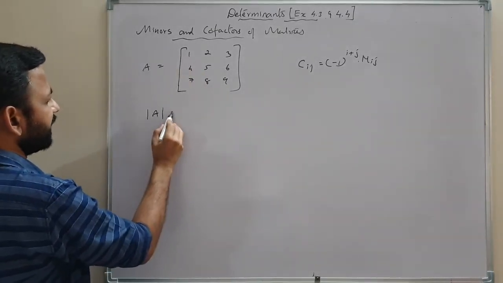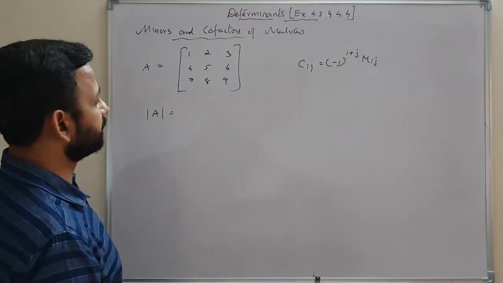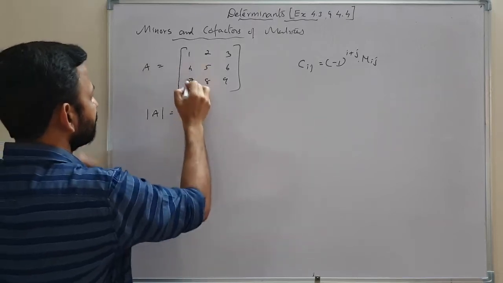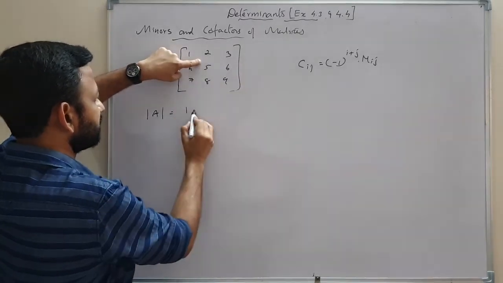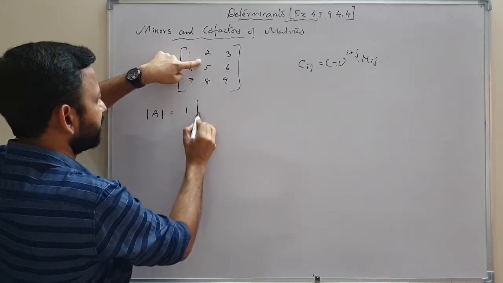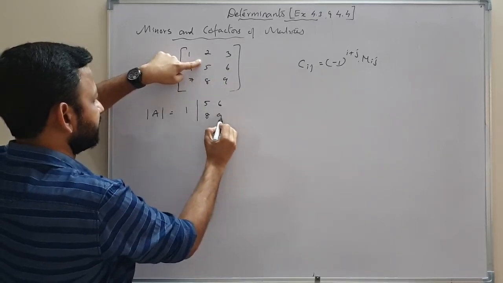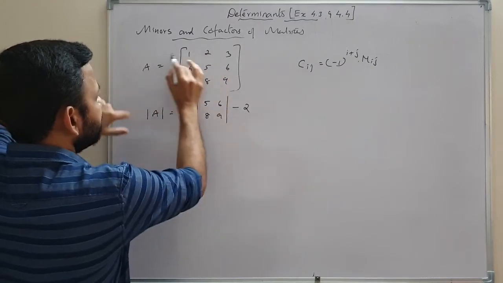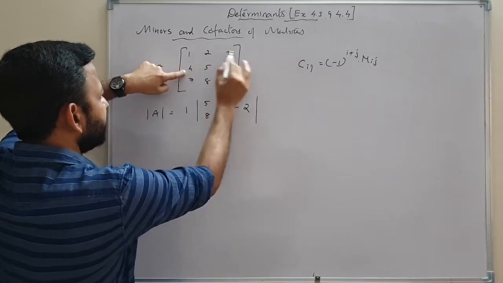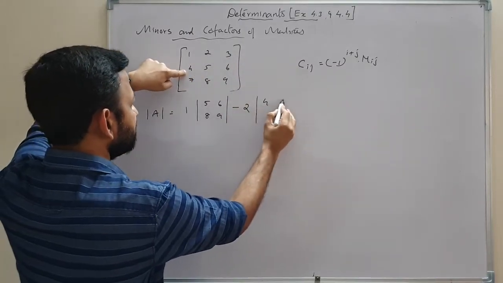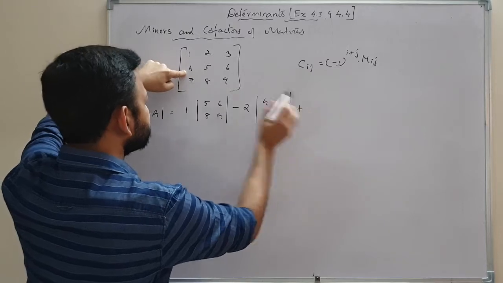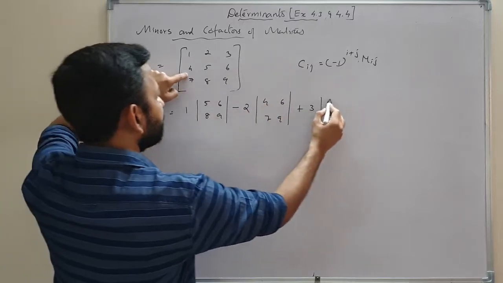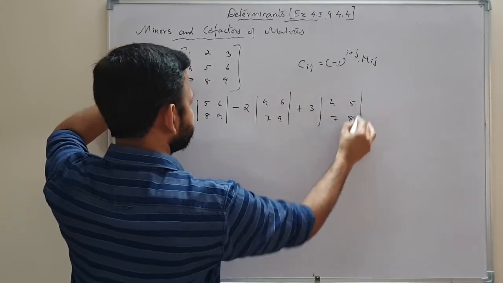When we find the determinant A by using the first row, determinant A will be 1 into the determinant of this one: 1 into determinant of 5, 6, 8, 9. Then the second sign is minus. Then 2 into the determinant of 4, 6, 7, 9. The next sign, when we use the first row, 3 into, again deleting, 4, 5, 7, 8.